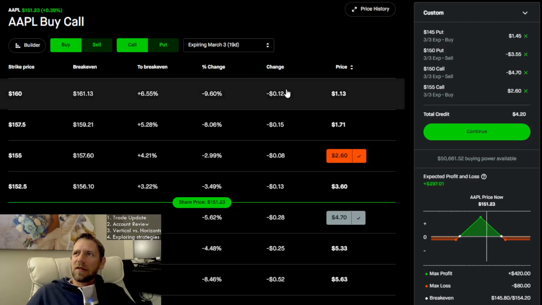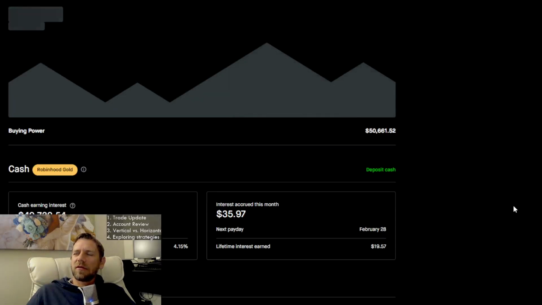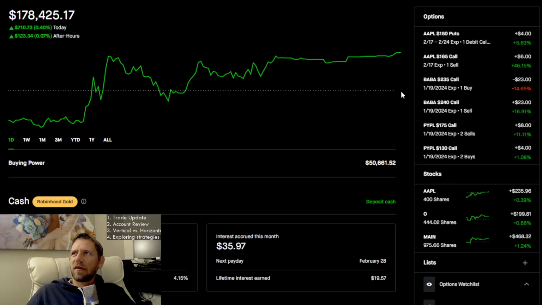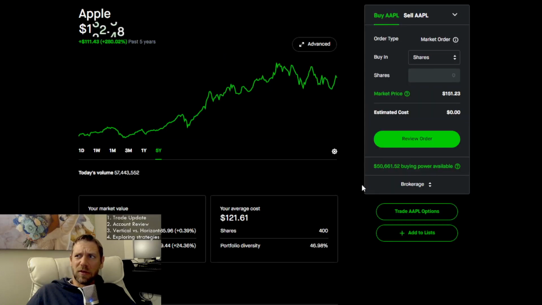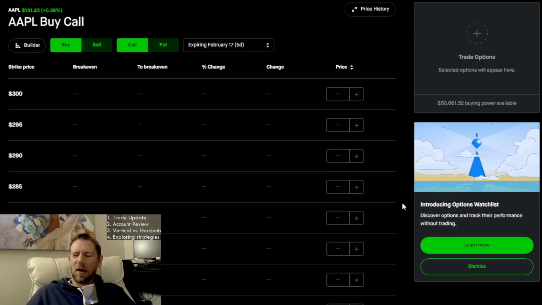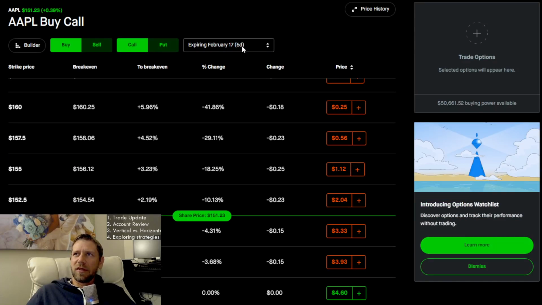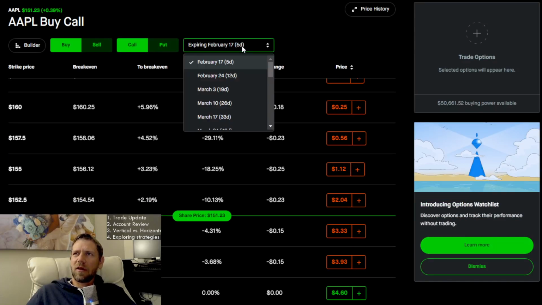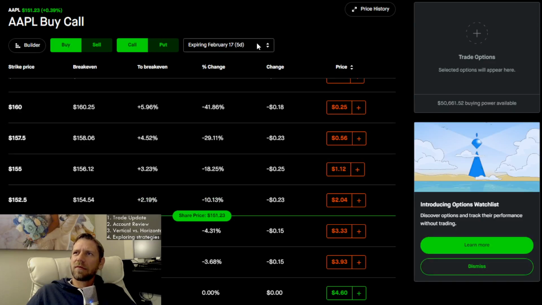Okay, so that's an iron butterfly. Let's build a calendar spread around the same date and same strike price to see what it looks like. So I'm going to go over to Apple, trade options, and then we'll go to February 17th, I think is where I built it. Not sure. Let me see. Oh, March 3rd. Okay, let's build a March 3rd.